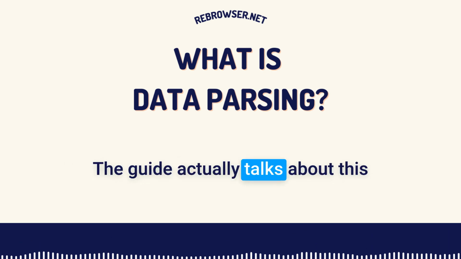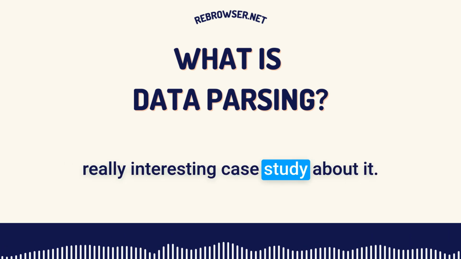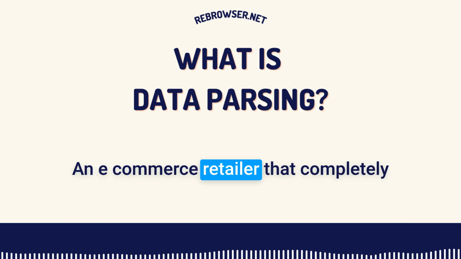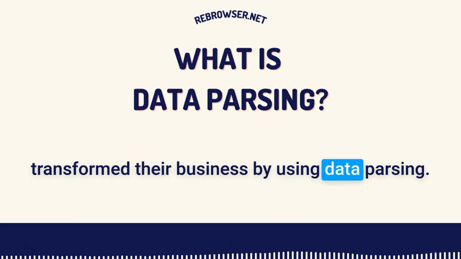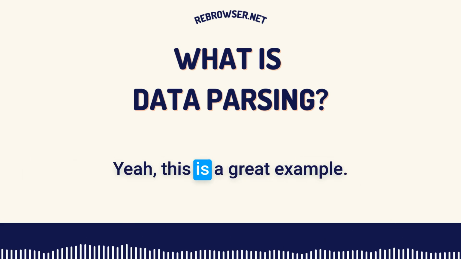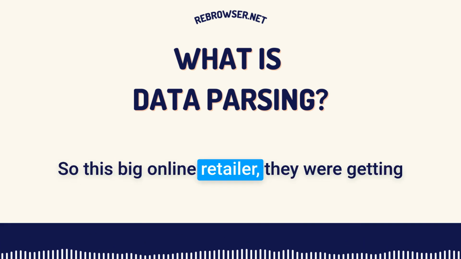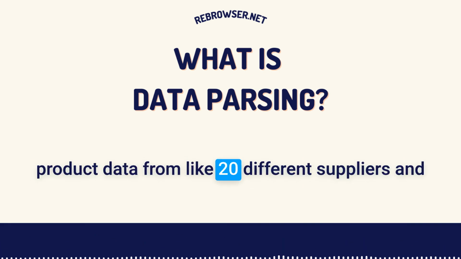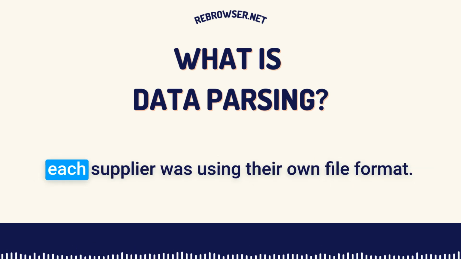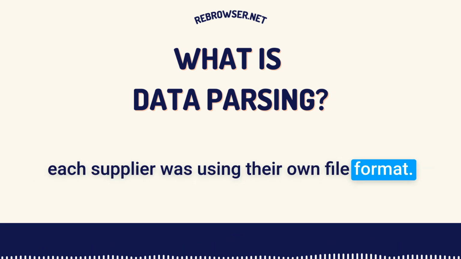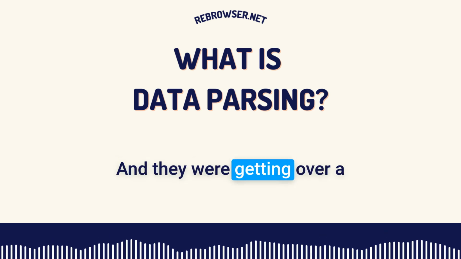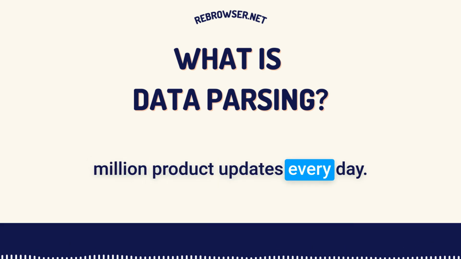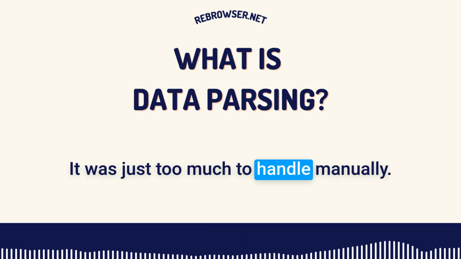The guide actually talks about this really interesting case study about an e-commerce retailer that completely transformed their business by using data parsing. Can you tell us about that? Yeah, this is a great example. So this big online retailer was getting product data from like 20 different suppliers, and each supplier was using their own file format. Imagine the headache. Oh man, I can only imagine. And they were getting over 1 million product updates every day. It was just too much to handle manually.